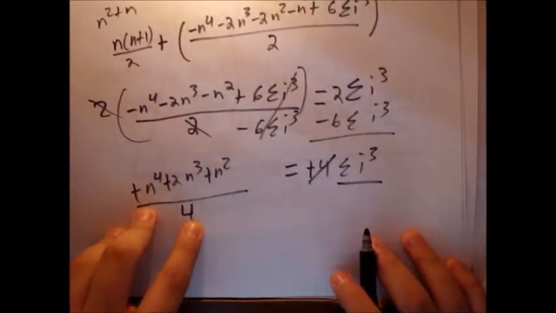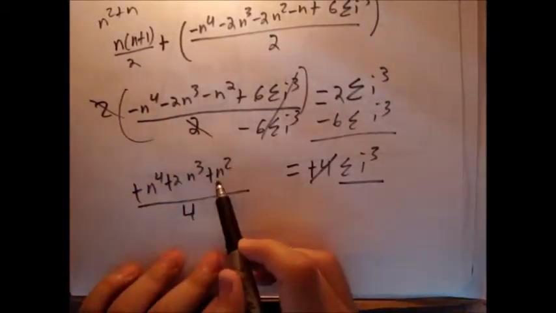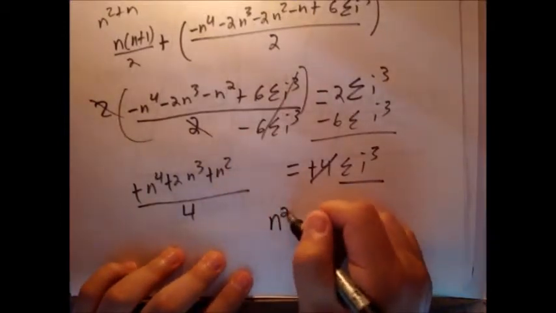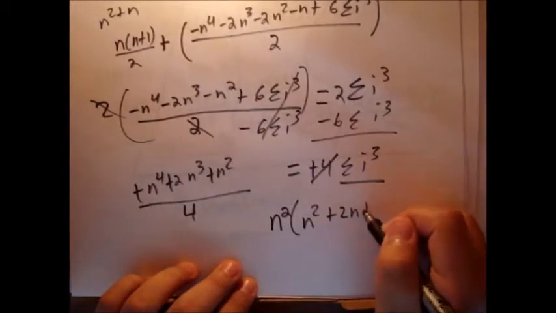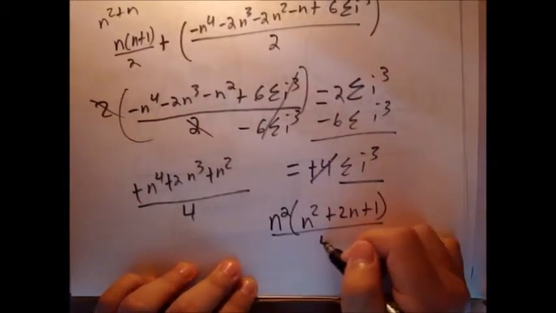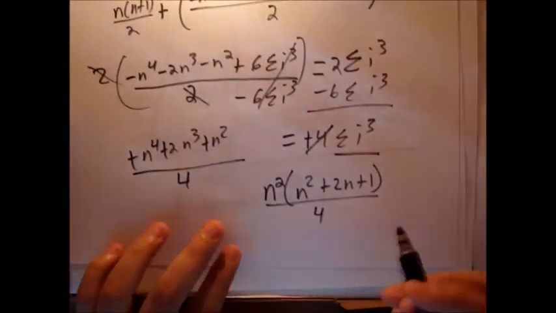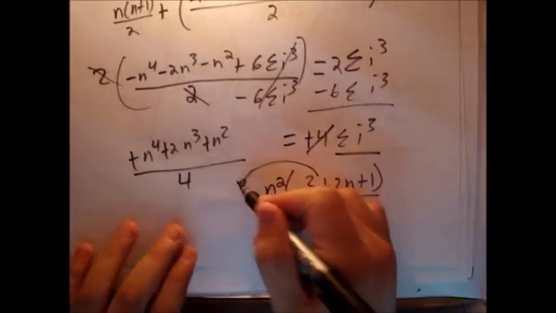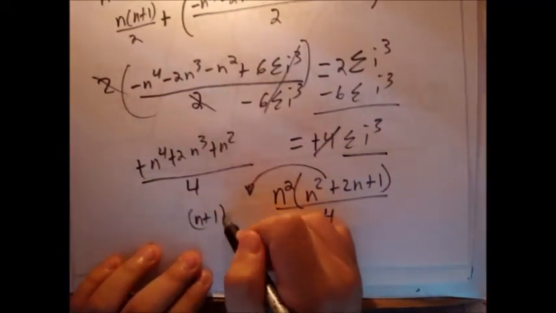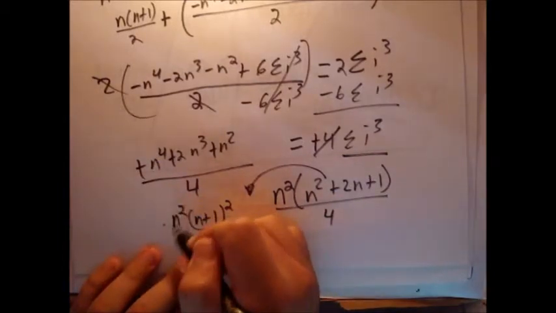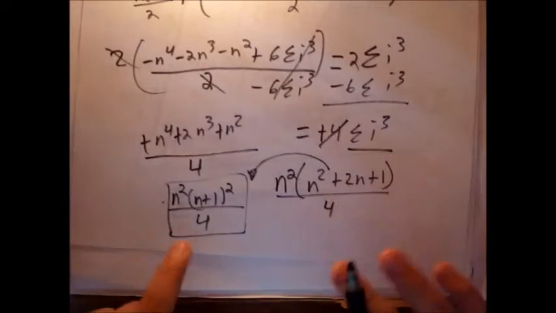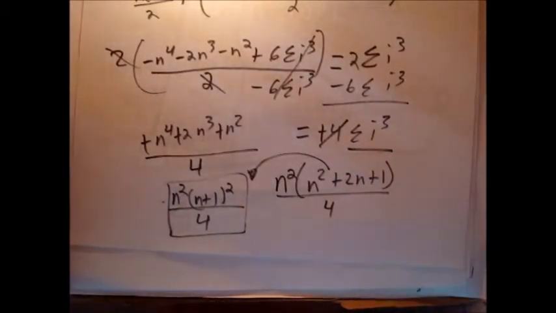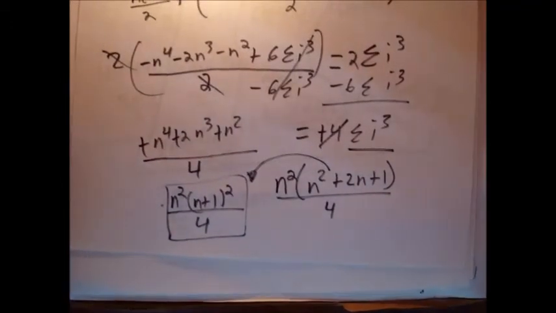Let's simplify if you don't recognize this. There's a common term of n squared. Factor it out: n squared times n squared plus 2n plus 1, divided by 4. Still not familiar? This right here can be simplified to n plus 1 squared. We have the n squared, and we get the 4. Ta-da! That's the proof. This is actually where the sigma i cubed formula comes from. And I just got this from playing around with numbers.